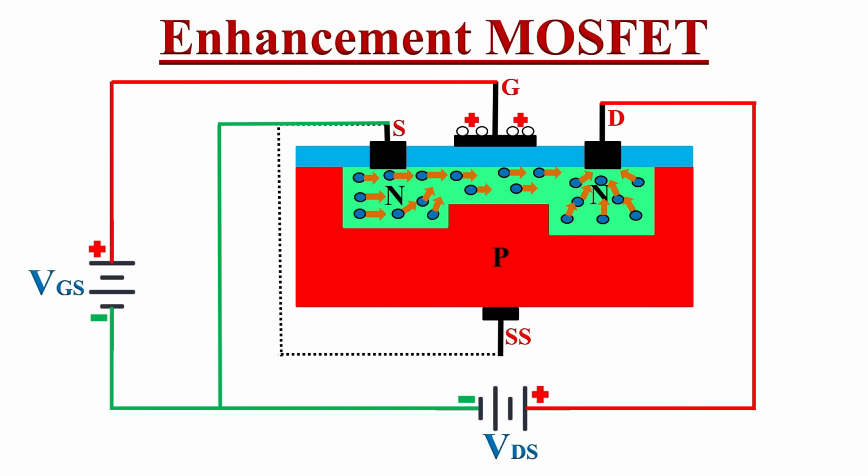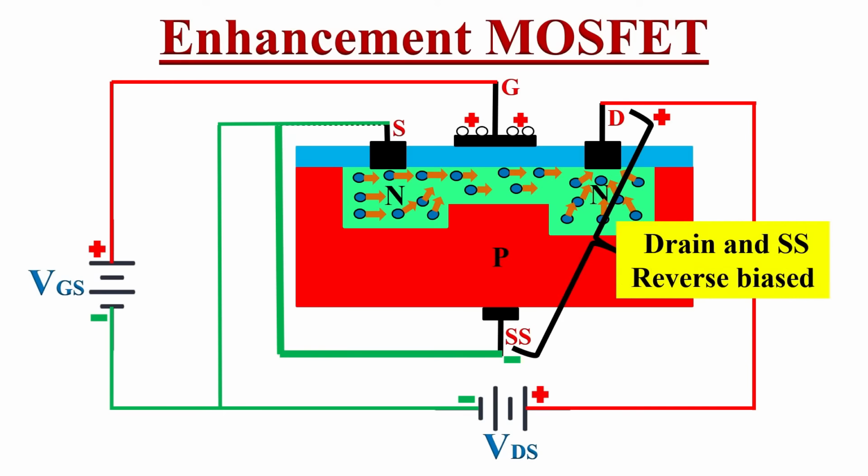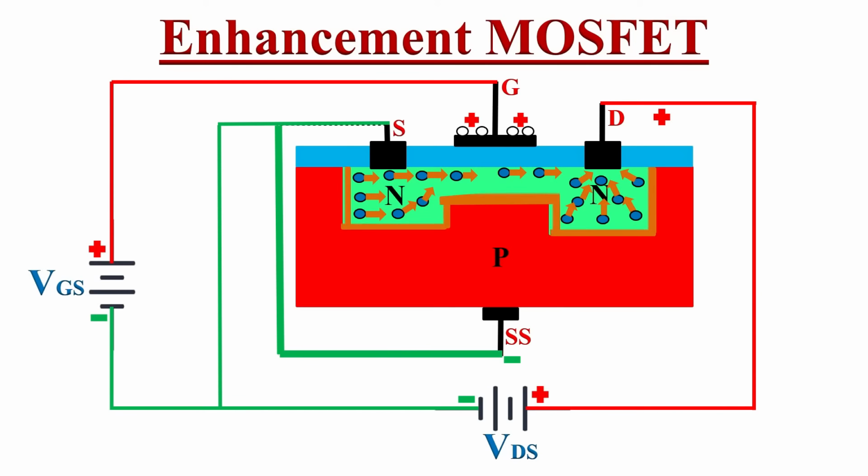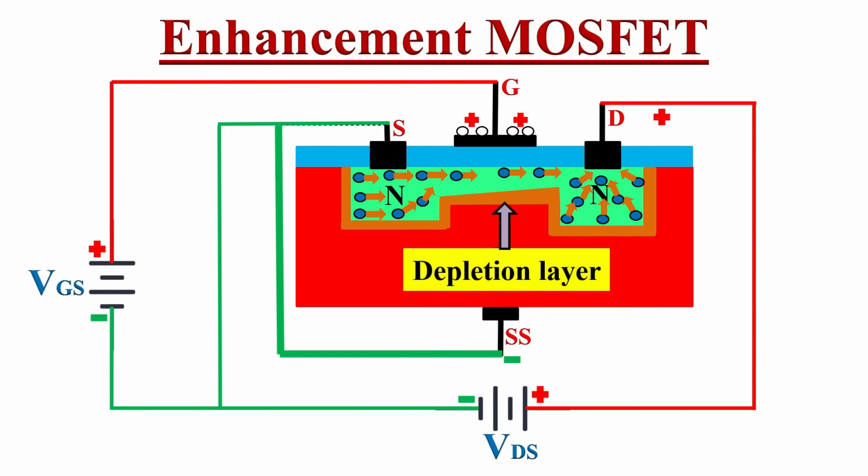Now if you observe the potentials at this drain and substrate PN junction, drain or N channel is connected to the positive terminal and substrate or P-channel is connected to the negative terminal of this voltage VDS. Hence this drain and substrate PN junction is reverse biased. Because of this, the depletion region appears across the junction.